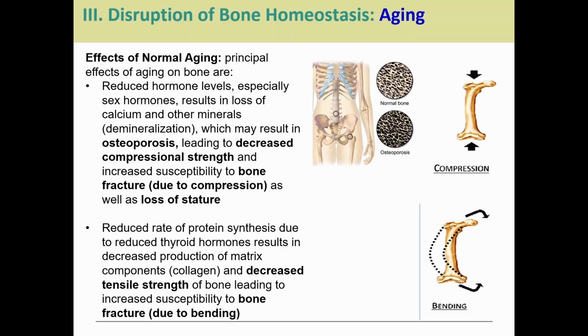There is a reduced rate of protein synthesis because the thyroid's not functioning the same way, so the matrix components like collagen and whatnot are not produced as much. And so we get a susceptibility to fracture due to bending as well. And again, this is something that we do have to try to fight against. The things that we can do to fight against it are eating a healthy diet, going and exercising on a regular basis to maintain as much healthy bone density as we can, especially as we get older, because if you start with poor bone density, you're going to lose it from there.